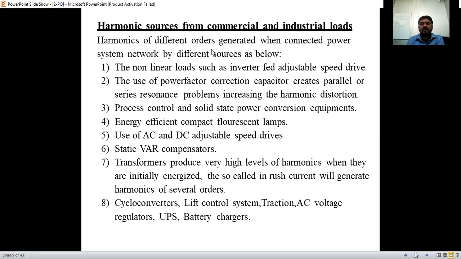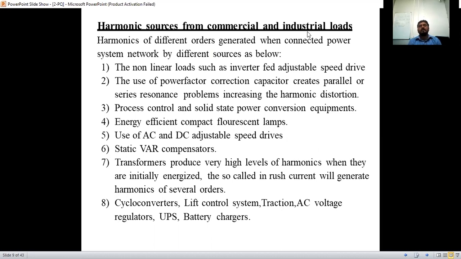Consider one software company, which works on computers only. The computer is completely electronic, and to provide backup supply for those computers we provide battery supply, UPS and so on. These are all electronic converters, so because of this, non-linear output is produced. From that also, harmonics are produced.